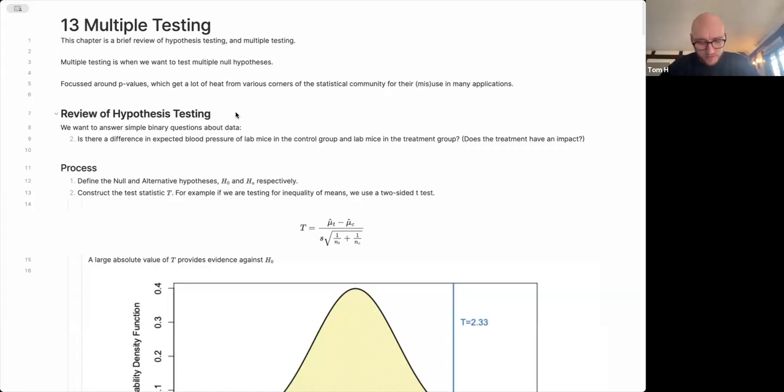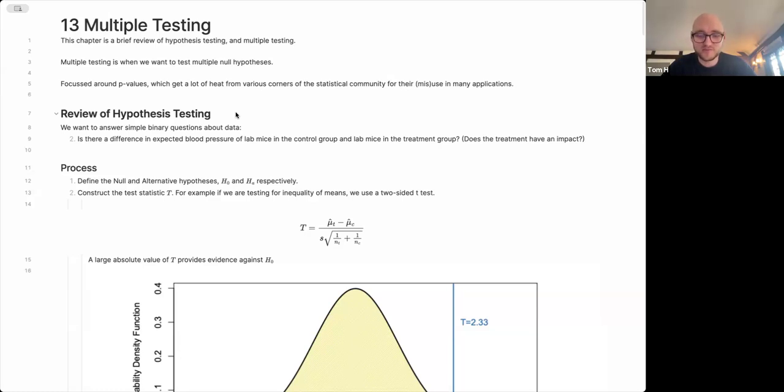So there's quite a bit of assumed knowledge for this chapter, and it's slightly out of step with the remainder of the book, which has been much more focused on statistical learning and prediction, whereas this is much more about inference and hypothesis testing. So it's focused around p-values.